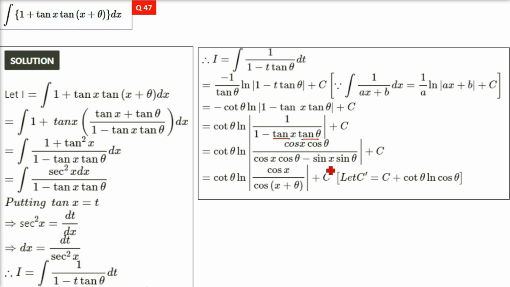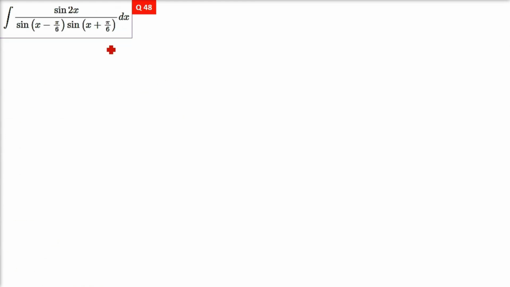So till the third step of the right side block, the answer has already come, then we resolved it. This is sin 2x divided by sin of x minus pi by 6 into sin of x plus pi by 6. Now sin pi by 6, let me tell you, is 1 by 2, just in case we come to a point where we have to use it. Now the denominator is sin a plus b and sin a minus b. You can also call it sin a minus b into sin a plus b, simply sin square a minus sin square b. You already know that. This is a standard result.